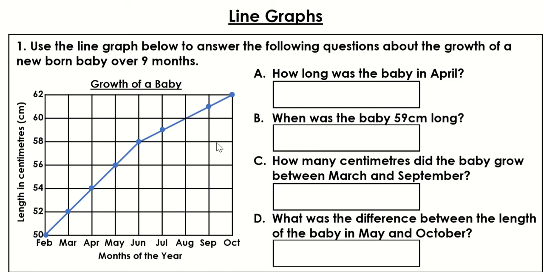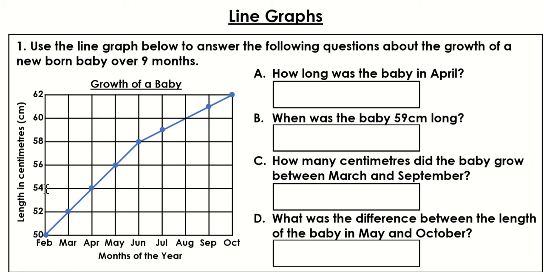So, just like I showed you yesterday, we need to look at the months of the year because we know that April is a month of the year. We look along February, March, April. I know it's shortened down, but we all know the months of the year, don't we? So, I'm going to follow this line up to the point, because that's going to give me my information. Remember, the point is the information. So then I'm going to go across to the length in centimetres so that I can answer the question. And it was 54 centimetres.